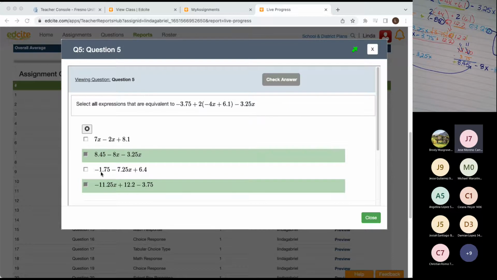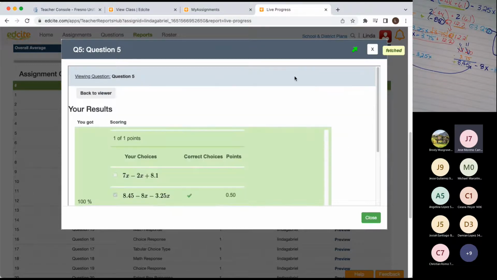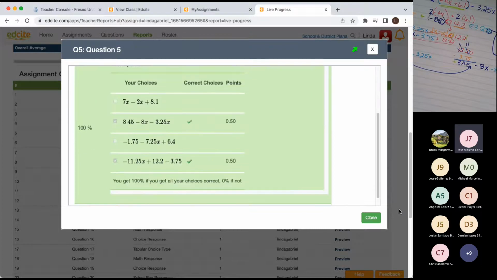All right, so for my answer for number 5, the two equivalent expressions are the two that I have highlighted: 8.45 minus 8x minus 3.25x, and then negative 11.25x plus 12.2 minus 3.75. Okay. Check answer. Oh my gosh, we got it correct. Yay.